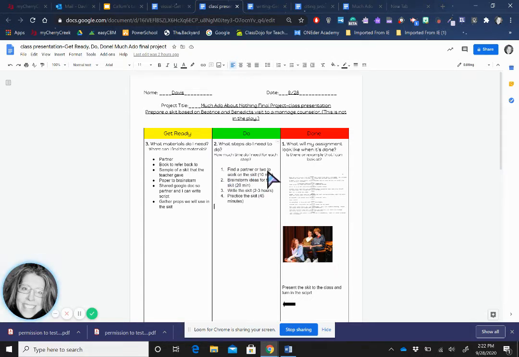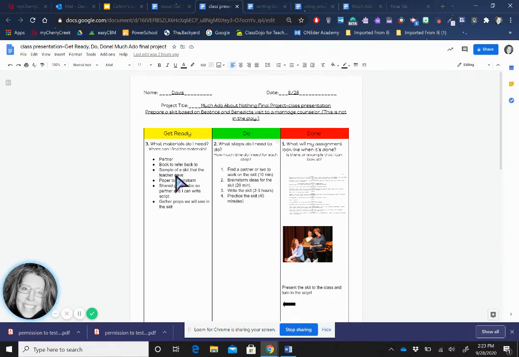So the first step, I'm going to have to find a partner, or maybe even 2. I'm going to have to brainstorm ideas for the skit. I'm going to have to write the skit, and I'm going to have to practice the skit. So this is about the time frame I thought I need to do those things. I might need more depending on who I pick to write the skit with and how good we are at practicing our acting.